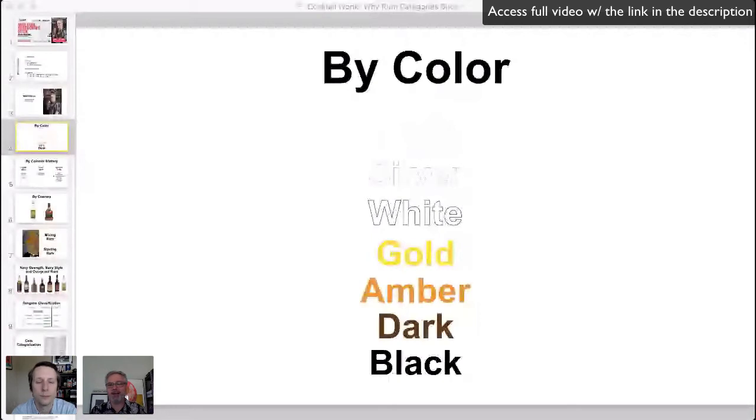I can take Rum Fire, which is a clear rum, and a clear rum at 126 proof, and I can take Don Q Cristal, and I can put them side by side in front of a casual consumer, and say, hey, these are both white rums, and we know they're wildly different.